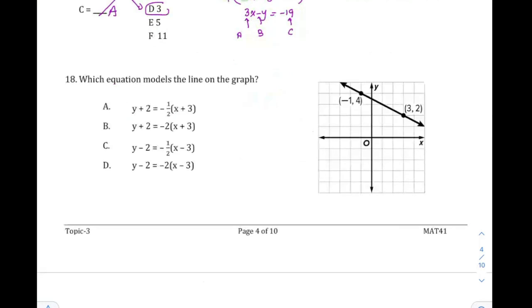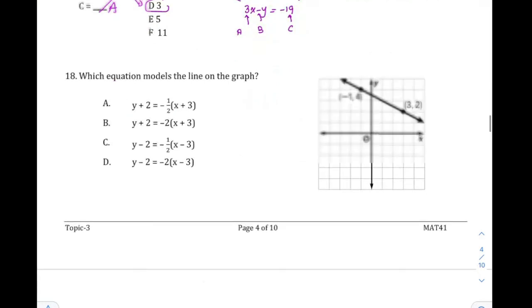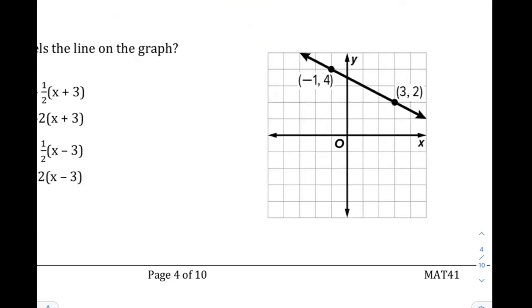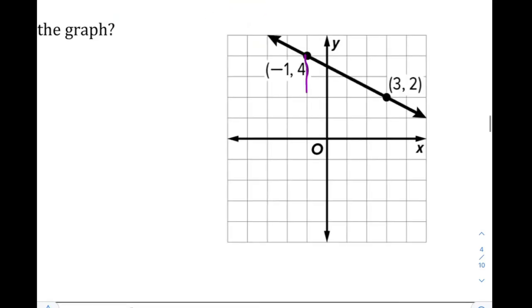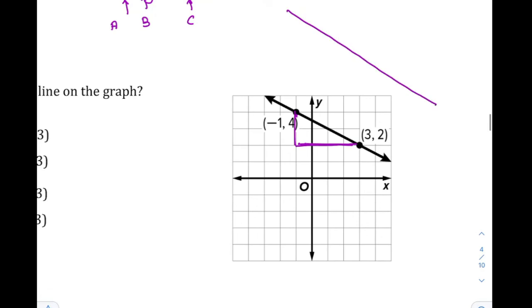Which equation models the line of the graph? Okay, this is a line with 2 points given to you, and simply you can find the slope of this line. How? You can either apply the slope formula or you can use the rise over run. Everyone should know that this has negative slope. The slope is decreasing, going down from left to right. So it is decreasing, and therefore this is a negative slope.